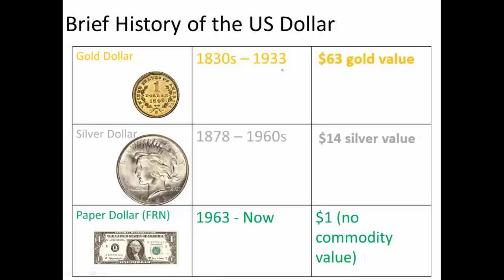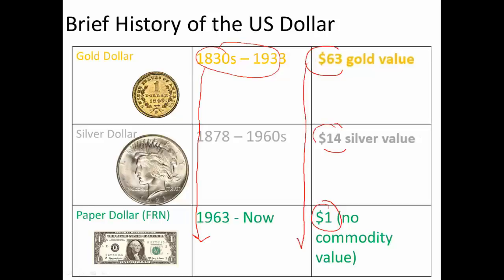In terms of thinking about inflation, notice this, and this is the main lesson I want to draw here. Starting way back in the 1800s, and then going forward through time to the late 1800s up to the 1960s, and then from the 1960s until now, what's happening to the value of the dollar? It's going from 63 to 14 to 1. The value of the US dollar has declined over time. This is exactly what we mean when we talk about inflation.